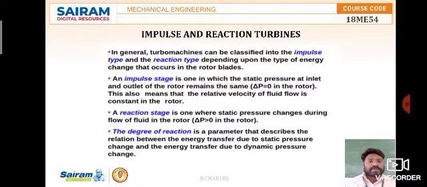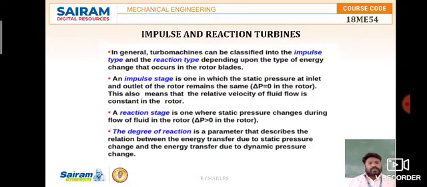Now coming to impulse and reaction turbines. In general, turbo machines can be classified into impulse type and reaction type. As I told you in my previous videos, the beginning videos, I have told you the difference between impulse type and reaction type, depending upon the type of energy change that occurs in the rotor blades. Impulse type is where only rotors are available. If both stator and rotor are available, then it is called a reaction turbine.